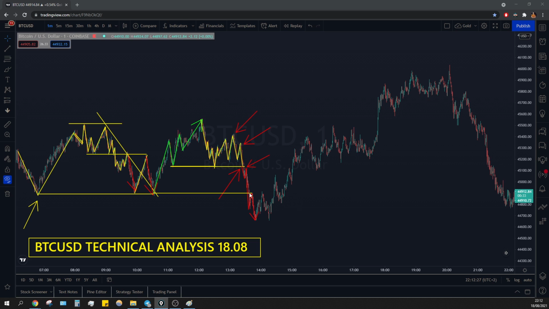Then we have some ranging. We react again at these lows. You can enter sells again for quick scalps. We create a double bottom here. You start to see, okay, there's some reaction at these lows.